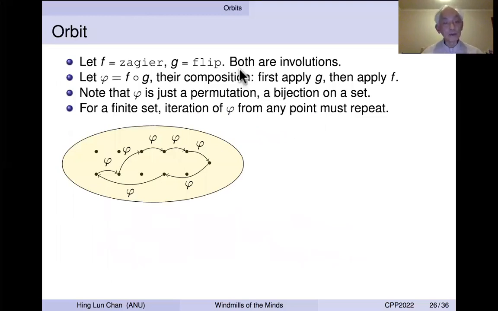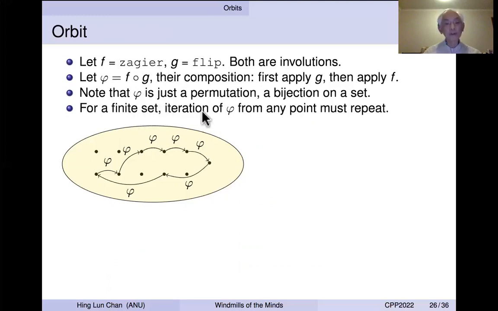What do I mean by orbit? Well, let us use F to stand for the second map, G stands for the flip map, and as we have seen, both of these are involutions. And we are considering the composition, F circle G, and I denote it by phi. This composition is actually a permutation, not an involution anymore, but just a bijection on a set. And we are going to apply the composition several times.